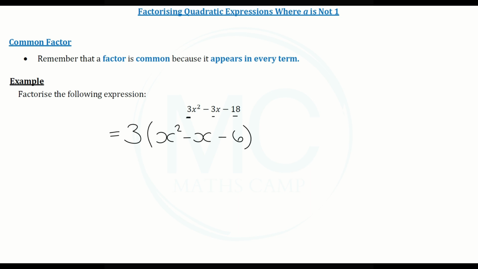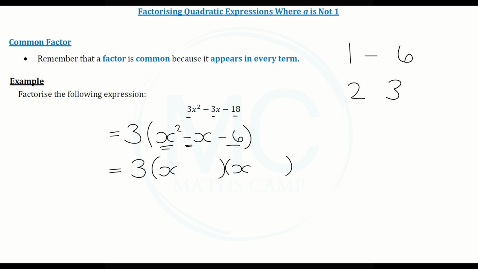Okay, our next step is to factorize the quadratic within the bracket. So we can write our 3 outside of the bracket and our 2 brackets over here. We have x squared, which is the first term, so we can put x over here and x over here. Our constant is negative 6. So let's find the factors of 6. We have 1 and 6, and we have 2 and 3. 6 is negative, which means one factor will be negative. We have a negative 1 as the coefficient of x, which means that the greater factor will be negative 2.